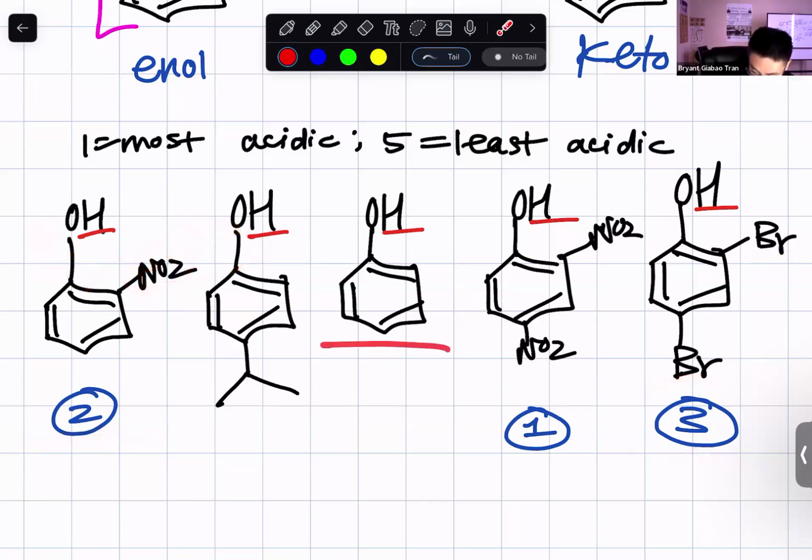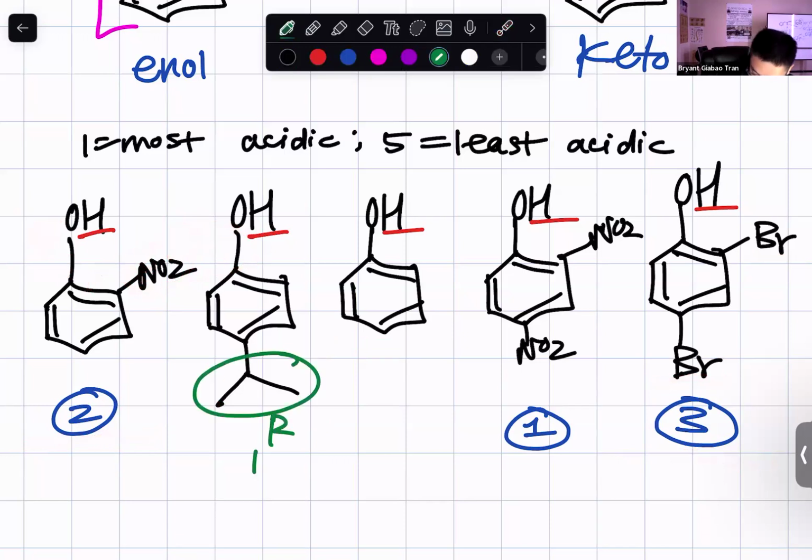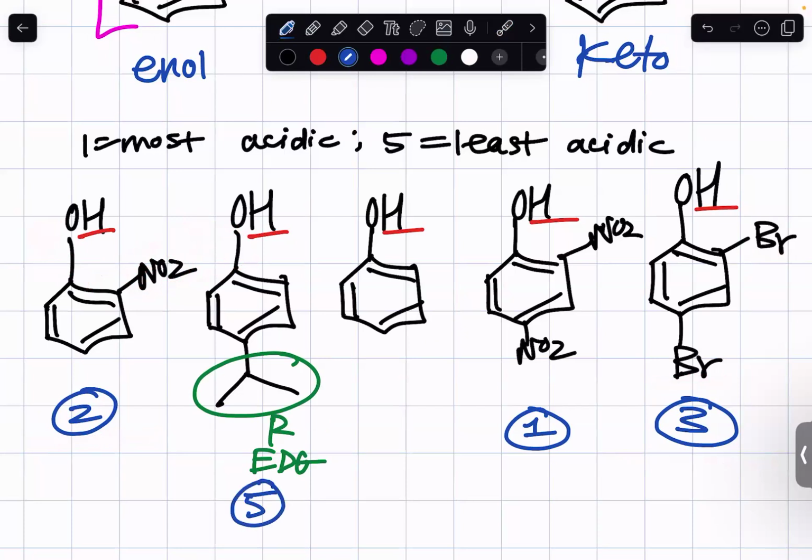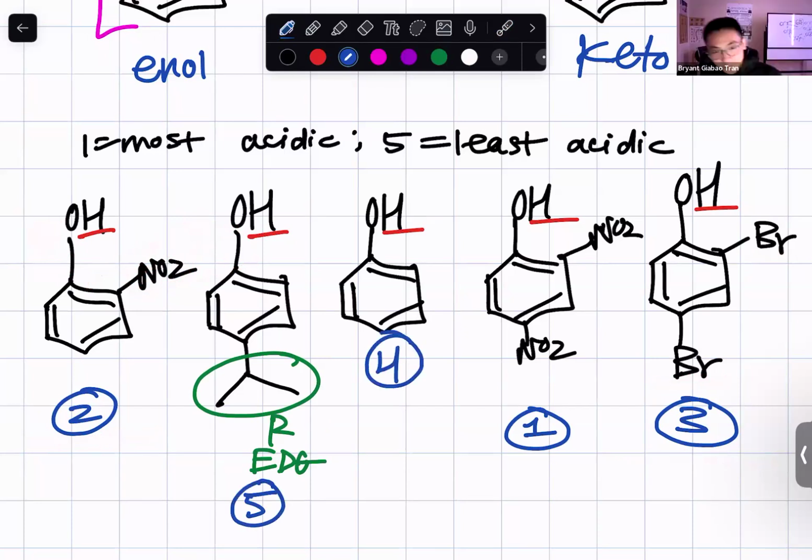And then if we were to compare this one and this one right here, in our group, EDG. Oh, so it's going to decrease the acidity, so it'll just be the plain phenol and then the isopropyl. It makes it less acidic than a normal benzene ring, right? That's correct. Yeah, so those are some ranking questions that you might see on the exam as well.